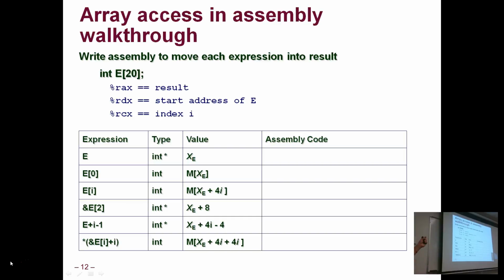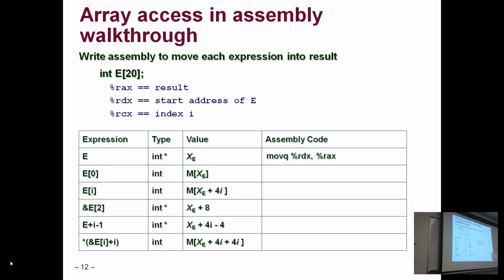The first expression that we want to evaluate is to get E as the literal into RAX. E is an integer pointer. It points to the beginning of this array. The value is going to be the address of E, but in assembly, what would be the assembly code that would do this? A move of, what's the source? RDX. What's the destination? RAX. So that's the command you would want to do to implement this, to move this expression into RAX.